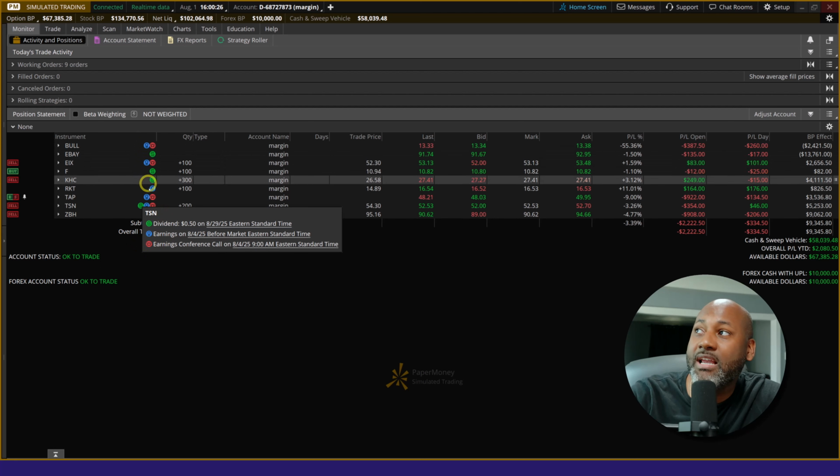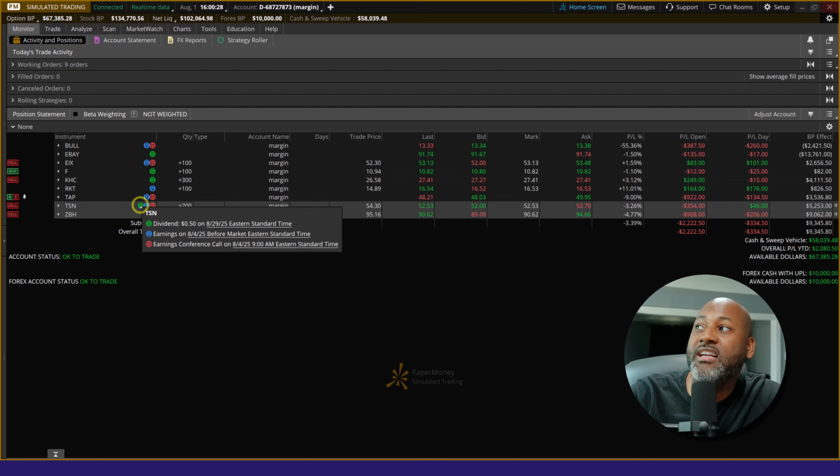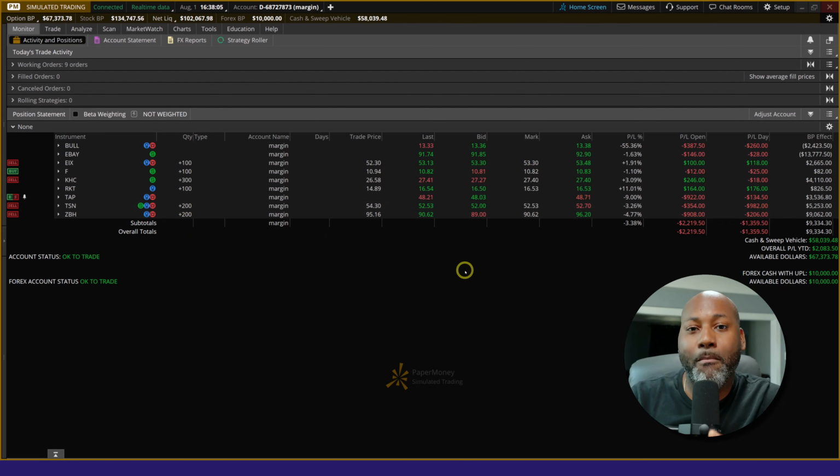So anytime you see an icon here, you can just click on it and it'll give you details about it. And then if you mouse over the part that's underlined, it gives you even more information. So you can click on that as well. The thing I love the most about this platform, besides the fact that it's easy to use, is the fact that they give you a bunch of different ways to do the same thing.